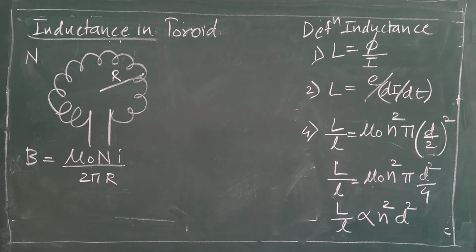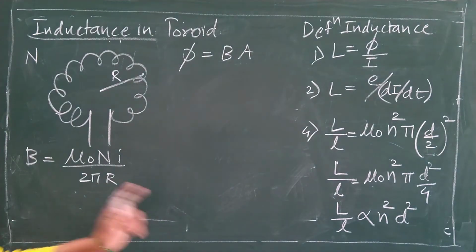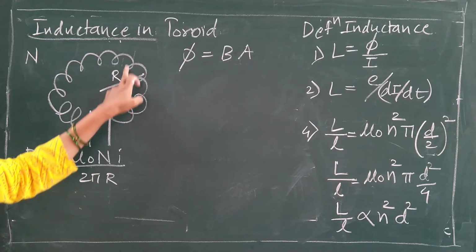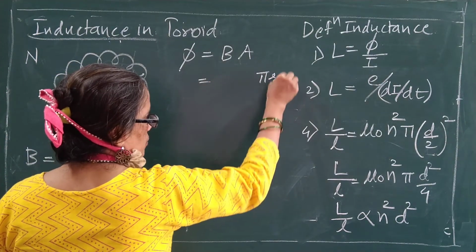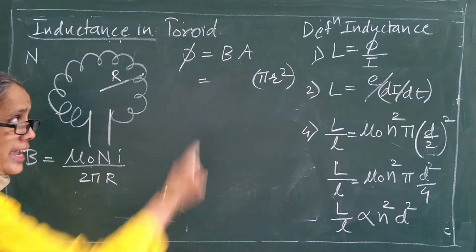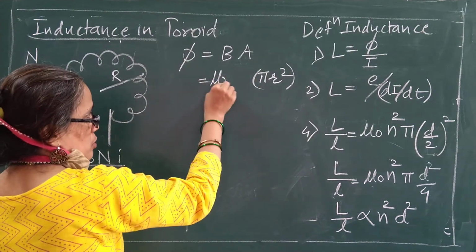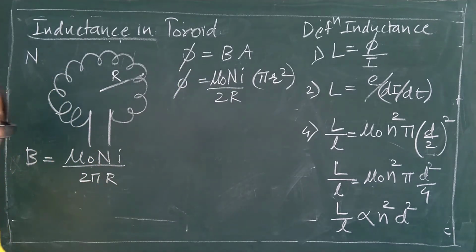Once you are getting this magnetic induction inside the toroid, now you have to go for the magnetic flux. Magnetic flux phi is equal to B into A. B is the magnetic induction, A is the area. The area of each coil, each coil having radius small r, is pi r square. A is the area of the coil, B is the magnetic induction inside the toroid, which is mu 0 N I upon 2 pi R. This is the magnetic flux.